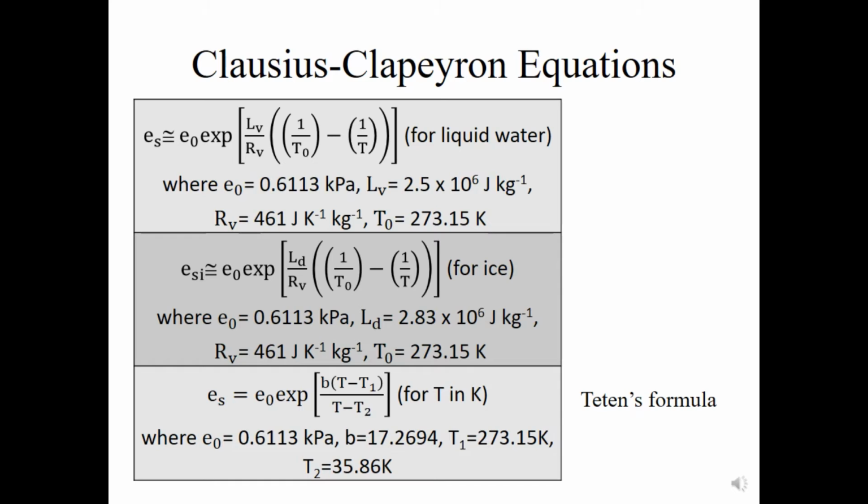Because the latent heat of vaporization and the latent heat of deposition are temperature dependent, and you saw in the derivation of these equations that we had to make the assumption that the latent heat was constant, these top two formulations can have significant error associated with them, which is why we often opt instead to use an empirical fit for the laboratory data, such as Teton's formula or the formula that was presented in the video.